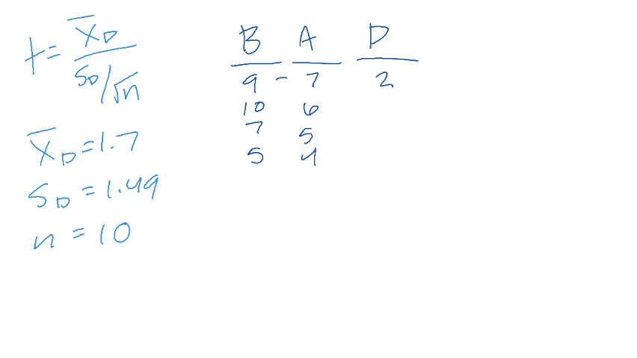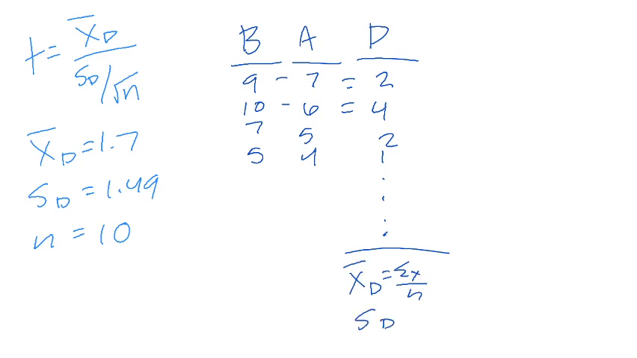Difference meaning 9 minus 7 is equal to 2, 10 minus 6 is equal to 4, and we would go down the list. Then what we'd be doing is getting an average of these difference scores, so we'd add up all of these values divided by n. And we would do the same for calculating the standard deviation as well. So that's where they come from.